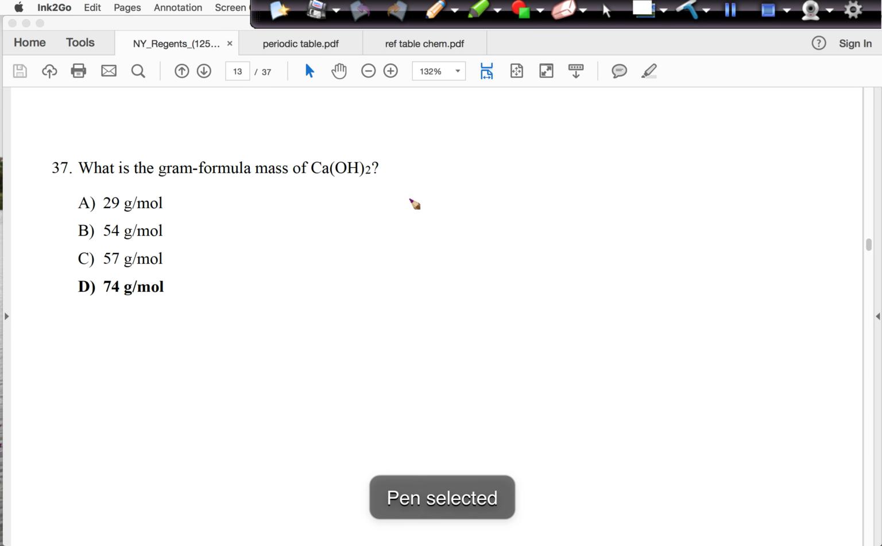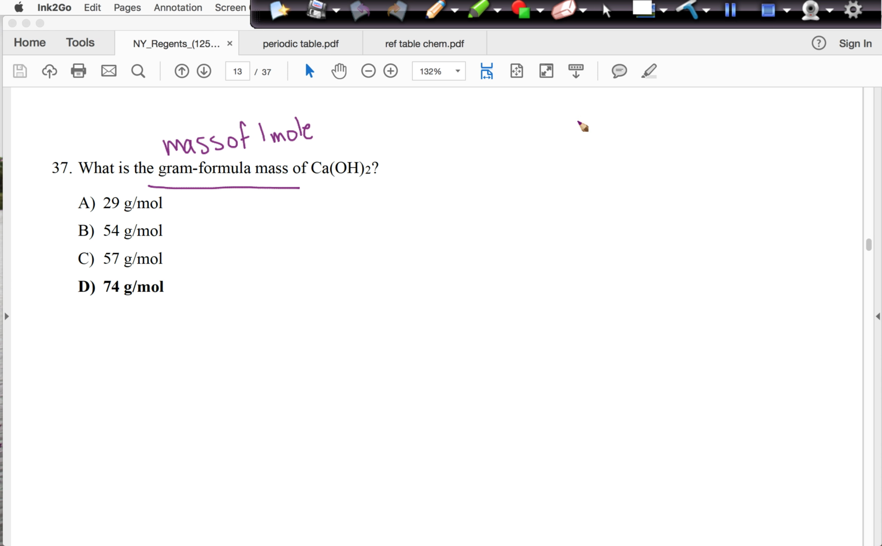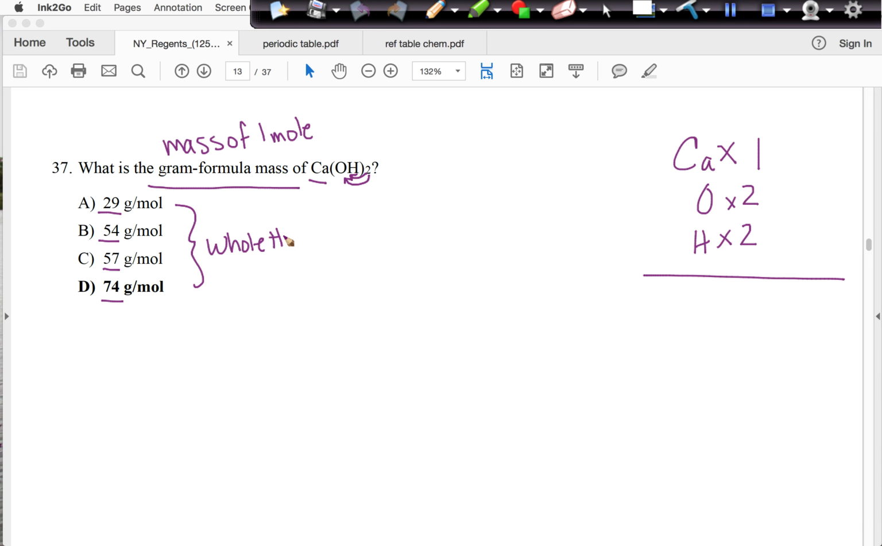For number 37, to find the gram formula mass, remember this is also the mass of 1 mole. What we're going to do is take Ca's mass on the table times 1, and then the O and the H, because they are in parentheses, this too multiplies by each of them. So we're going to take the masses on the table and multiply by 2. Now, I know in my class we always did everything to the nearest tenth for gram formula masses, but these are all to the whole number. So I'm going to round from the periodic table to the whole number to do my work here.